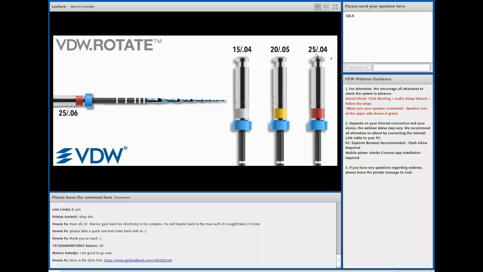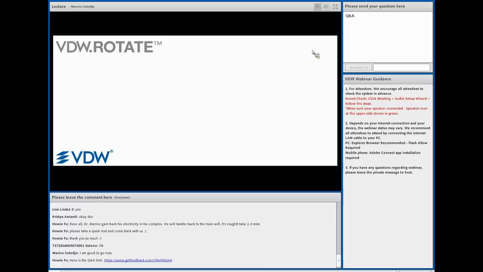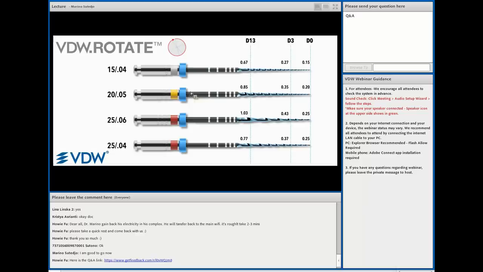The 2504 is something that I really like the most, because we can gain the 25 tip size at the apical, but we can still maintain the smaller taper in order to preserve more dentin structure. But since it's still a 4% taper, we can still gain some efficiency for our irrigation to work up to the apical area. So once again, this is the VDW Rotate. Usually you start with the 1504, continue with the 2005, and then the 2506, or if it is, let's say, a narrow or curved canal, you can continue with the 2504 before the 2506.